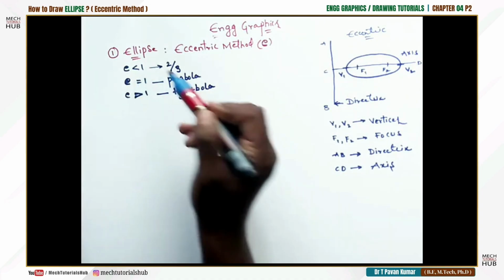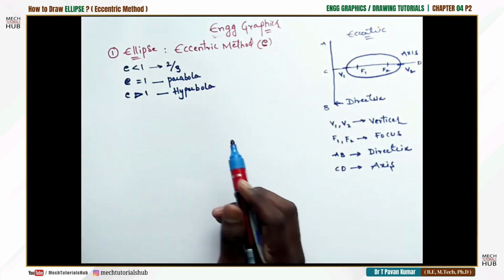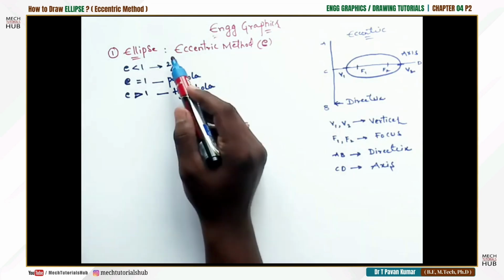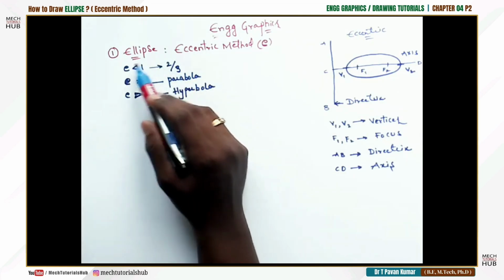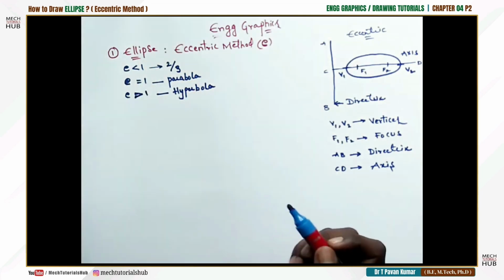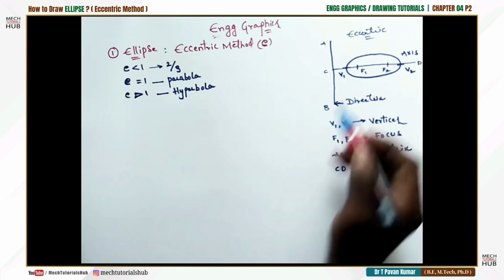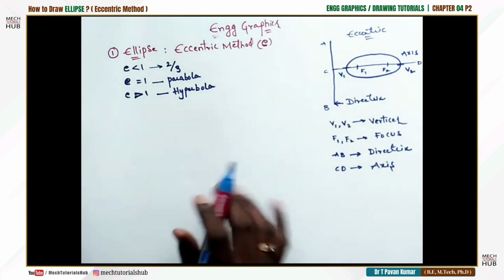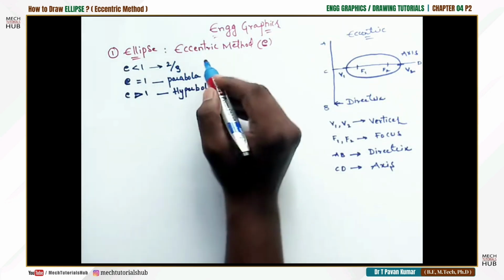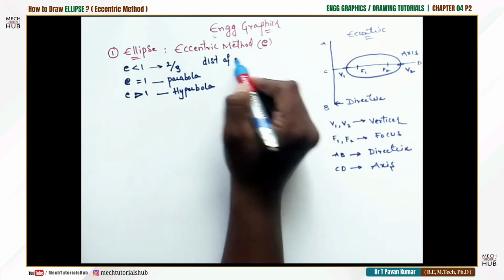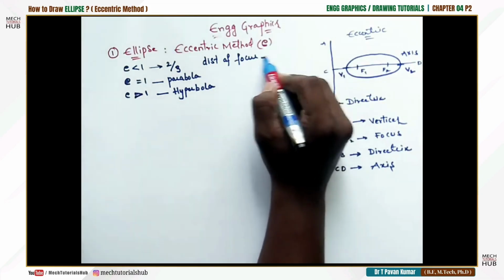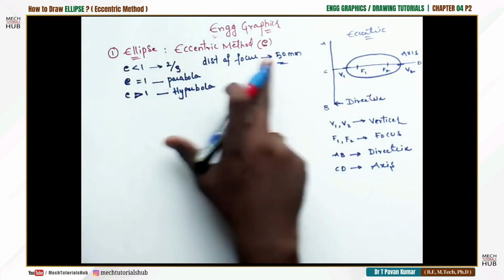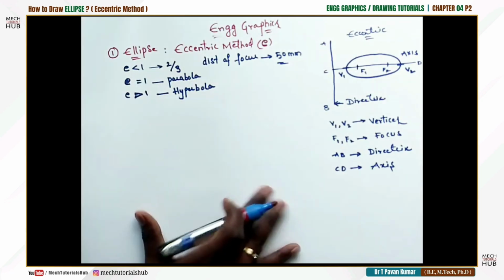He'll mention in the question, draw an ellipse by the eccentric method, or else he'll directly give you a ratio of 2/3. If the ratio is 2/3, it is none other than an ellipse by the eccentric method. Followed by that, he'll give you the distance of the focus, from the directrix, maybe 50 mm or 42 mm, any number. By considering these two values, you need to construct an ellipse by the eccentric method.